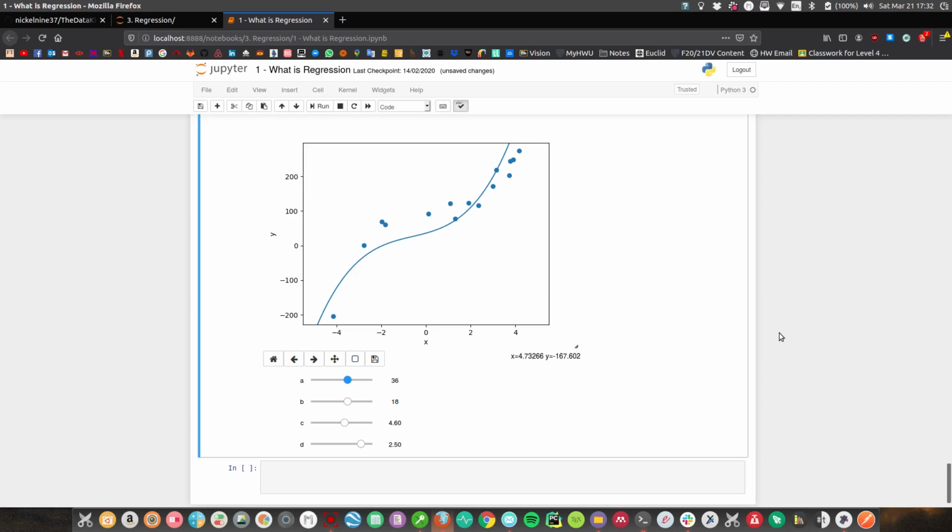That was regression. Come back for the next one where we'll be looking at how to actually implement this and solve these problems in Python.